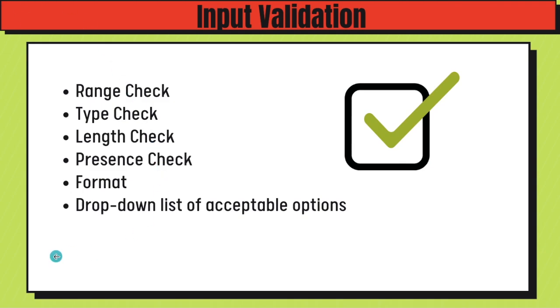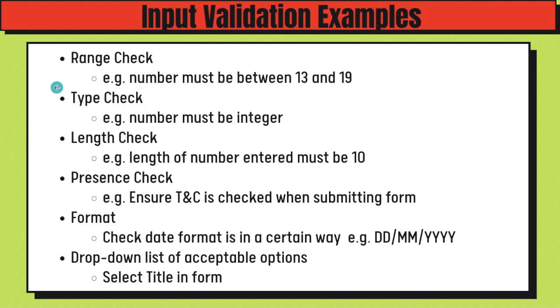These are some input validations that you can do in your code. So range check is, for example, when you check that the number entered is between one number and another. For example, number must be between 13 and 19. So if the user enters 20 or anything lower than 13, then it would be invalid.